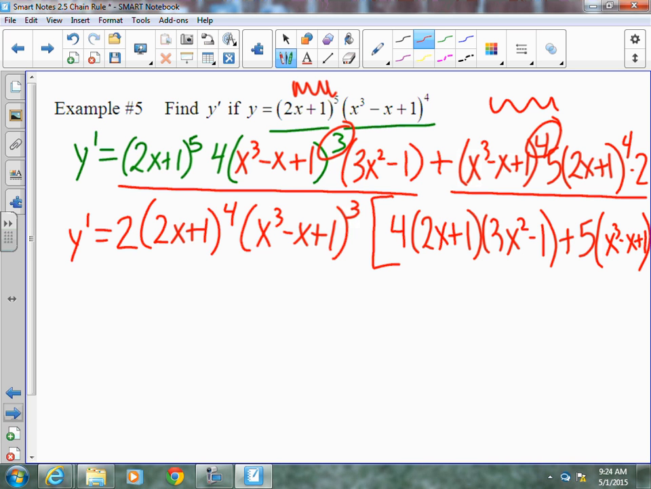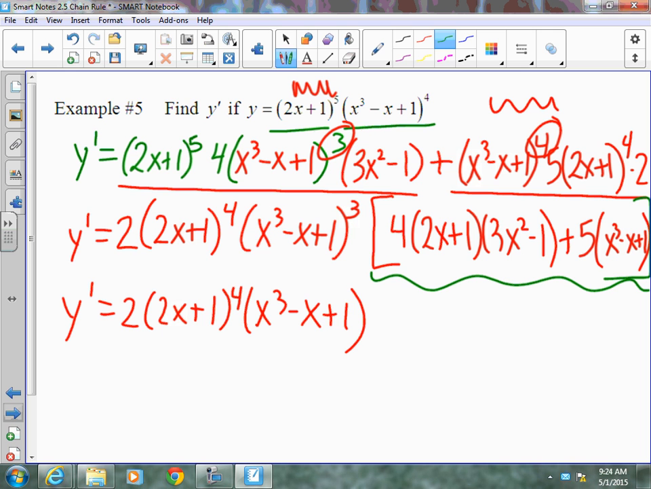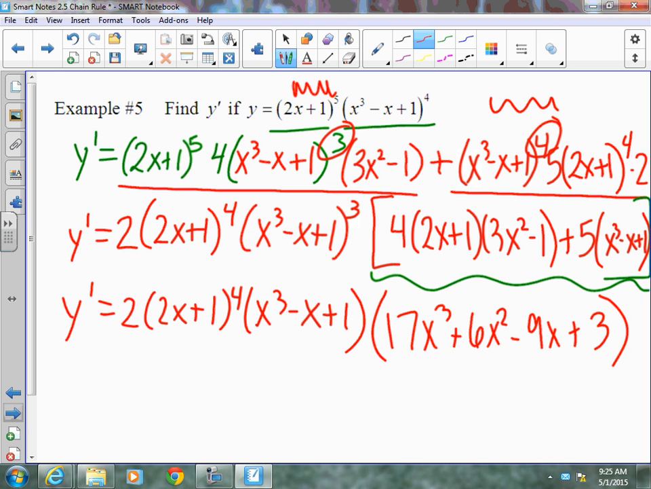Sorry for the space issue there. Keep these out front. Y prime is 2 times 2x plus 1 to the fourth times x cubed minus x plus 1. All of this stuff that's in brackets over here, FOIL together. When you do that, you will get 17x cubed plus 6x squared minus 9x plus 3. And that is your final answer. If you have questions, come with them tomorrow.